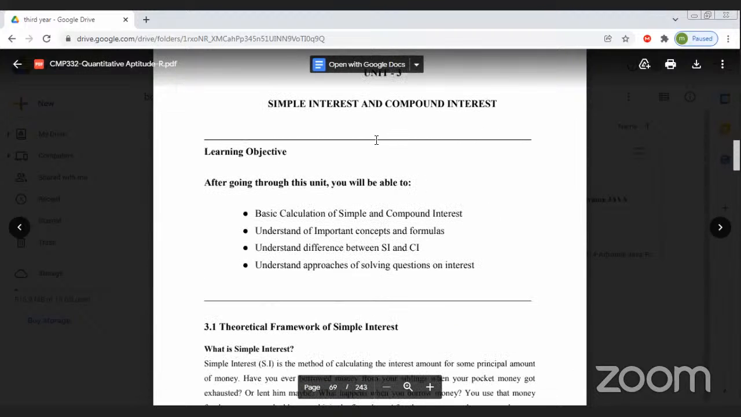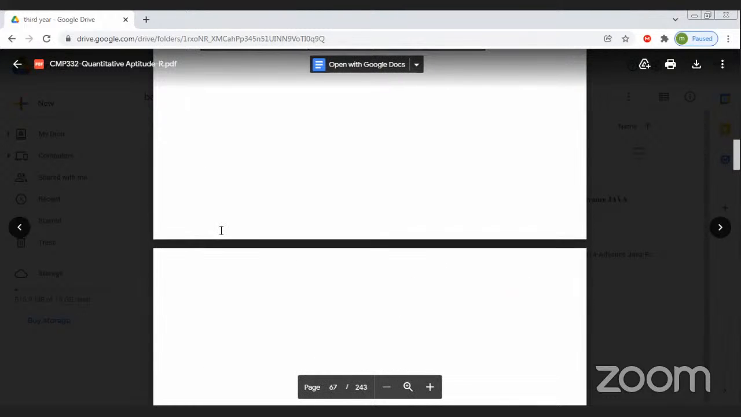We will start with simple interest and compound interest. Try to revise it from your 11th and 12th standard books.